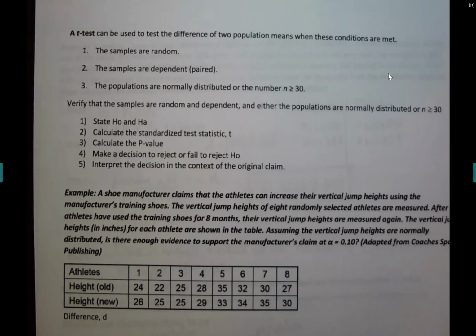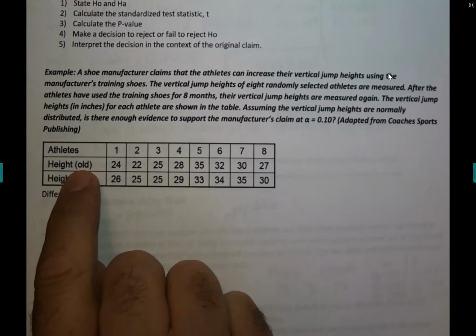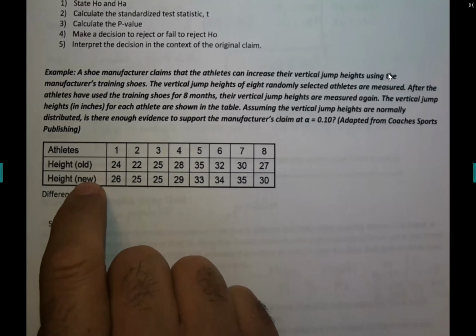Let's read the examples. And the first question I'll ask you is if you agree that those samples are dependent. A shoe manufacturer claims that the athletes can increase their vertical jump heights using the manufacturer training shoes. The vertical jump heights of 8 randomly selected athletes are measured. After the athletes have used the training shoes for 8 months, their vertical jumps are measured again. So before they put the shoes on and after.